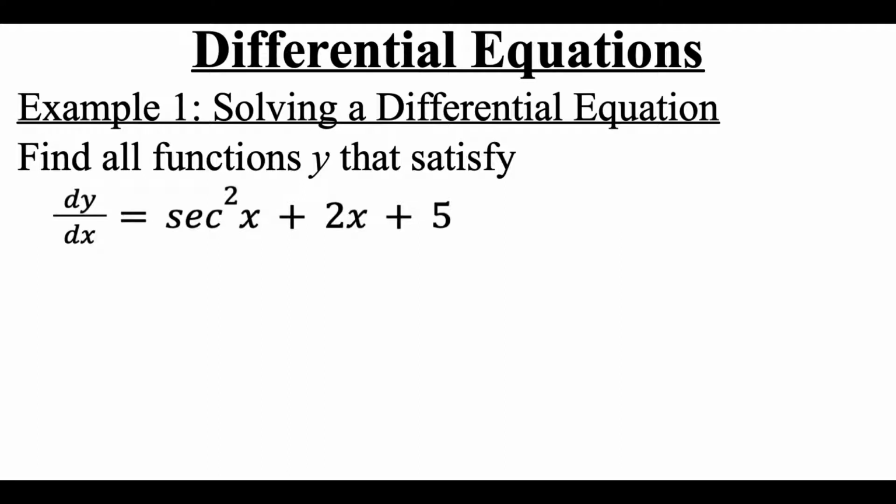So we're going to find all the functions y that satisfy the derivative of y with respect to x being secant squared of x plus 2x plus 5. So what's happened is that we started with some y equation and somebody did the derivative of that y equation and they got this differential equation. We want to work backwards to figure out what that original y equation was.